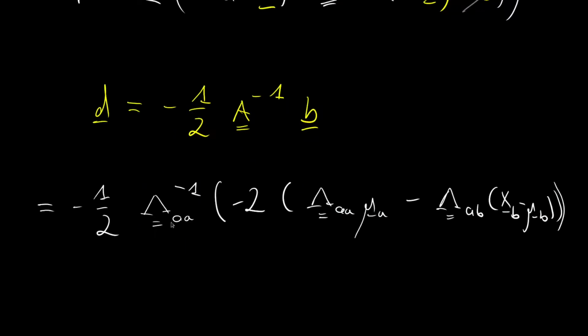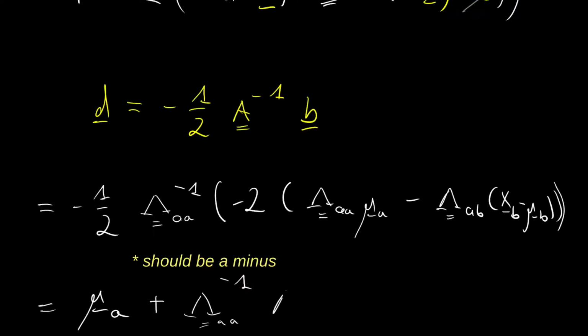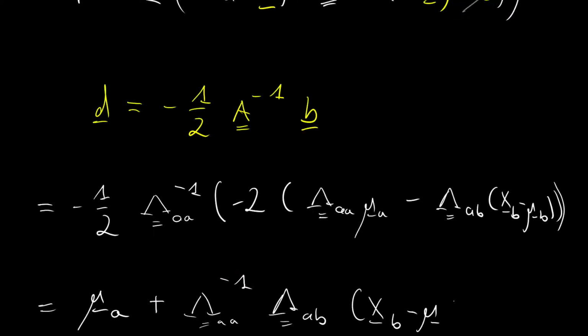Then let's multiply it out and first have -1/2 times lambda AA inverse times -2 times lambda AA times mu A. The -1/2 and the -2 cancel, so we get a plus, and the lambda AA inverse cancels with the lambda AA, so we get a mu A. Then here the -1/2 cancels again with the -2, and we get a plus lambda AA inverse times lambda AB times (XB minus mu B).